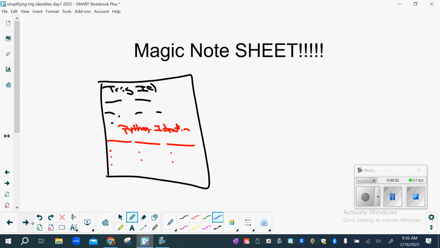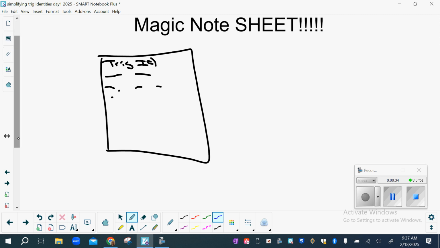I need your magic note sheet to look something like this. This is what it should look like already. You should have things like cosecant, tangent, cotangent, all of those ones. You know, that sine over cosine is tangent, and 1 over sine is cosecant. Those basic ones should be right up here. Look at, I wrote it. Huh? I have no idea.